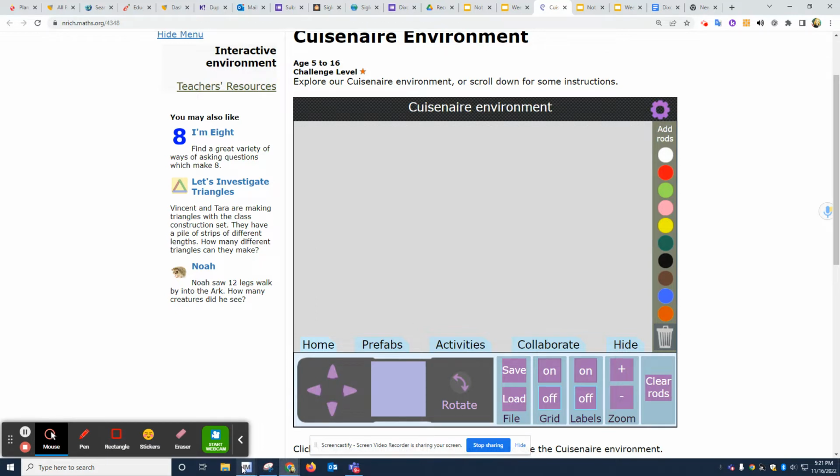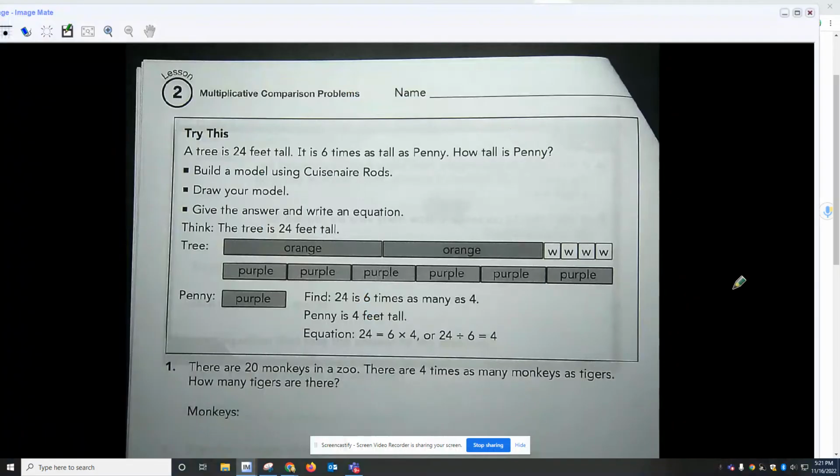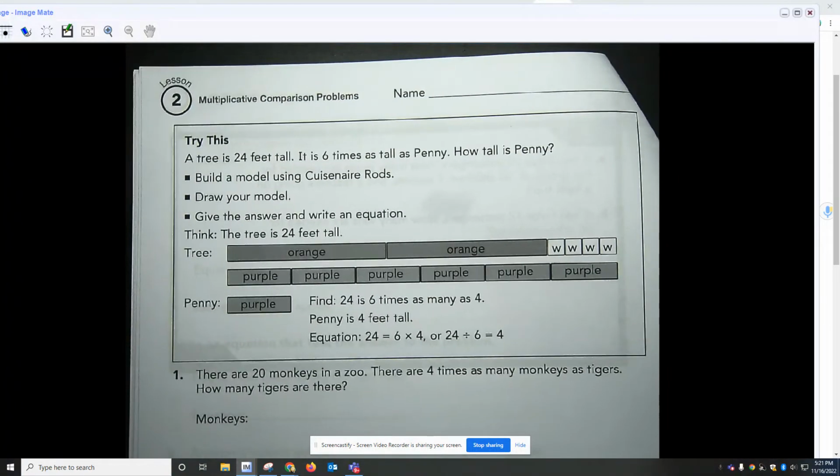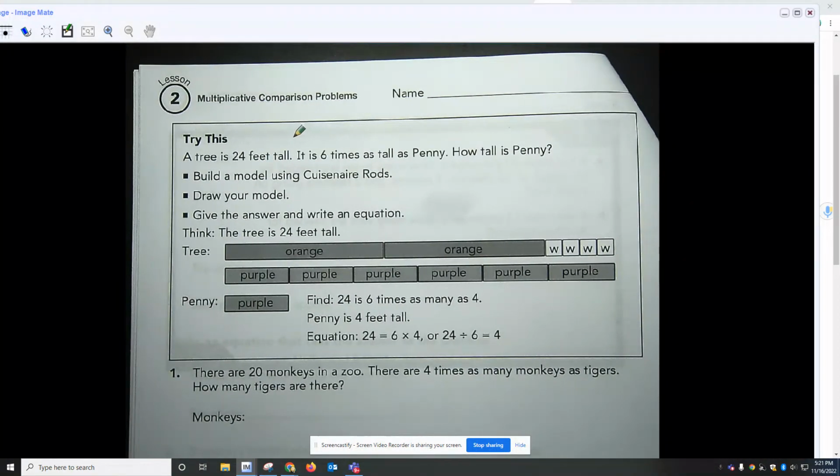So let's look at that packet again. And if you notice, it looks similar to what we did earlier in the week. If you look at this problem, it says a tree is 24 feet tall. It is 6 times as tall as Penny. So when they built the tree, 24 feet, they said orange, orange, white, white, white.